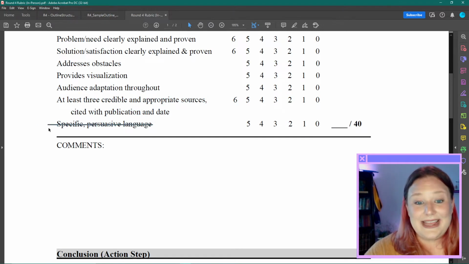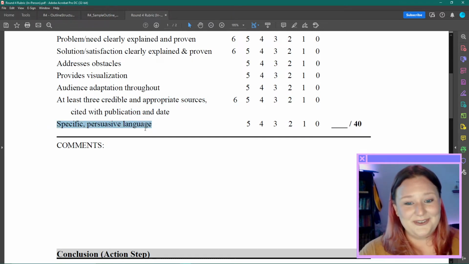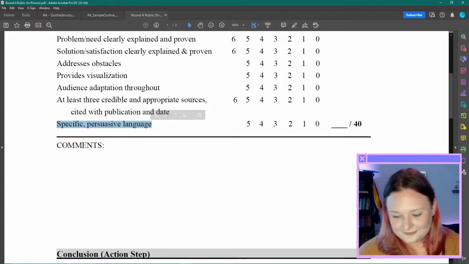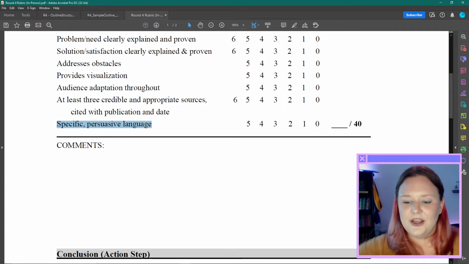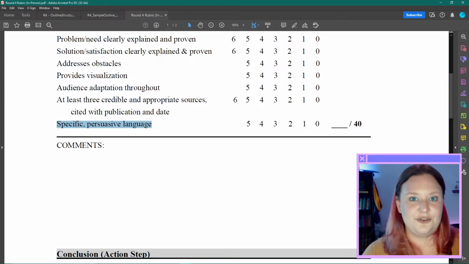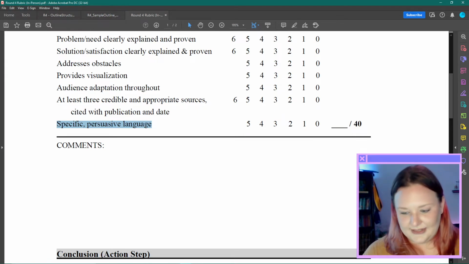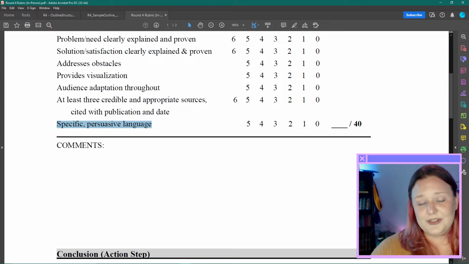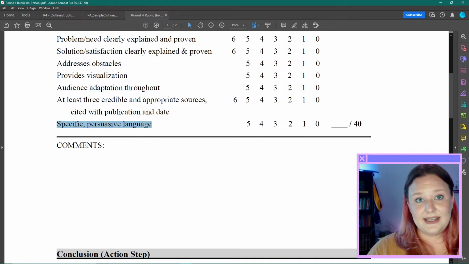Finally, as far as your content goes, I'll be looking for specific and persuasive language. What I mean by this is trying to avoid vague generalities, trying to use language in a way that adds clarity and interest to the content you're presenting us. Being really specific, being really persuasive, especially when you're considering where your audience is starting as far as their attitudes towards whatever it is you're trying to persuade us to do.